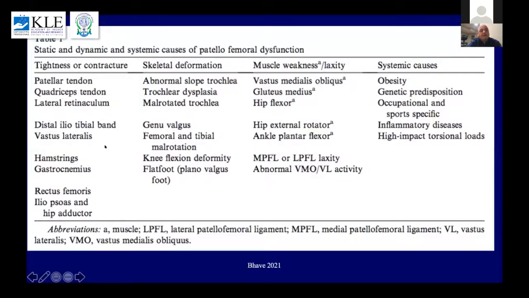So we have written a chapter on this, and you can see it in the Orthopedic Clinics of North America, where we looked at all the causes of patellofemoral pain, the dynamic and static. So with the tightness and contracture causes here, the skeletal deformation here, muscle weakness and laxity here. We can address some of the muscle weakness causes and some of the tightness or contracture causes pretty effectively with many things. So I want to show you an example case.